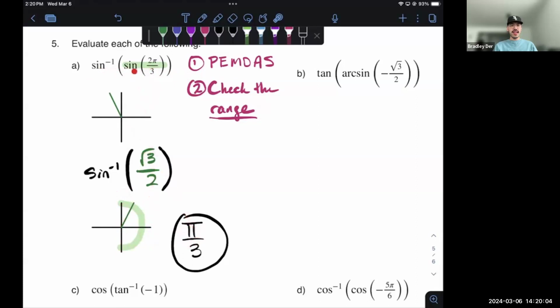All right, so that's what I mean when I say just follow the order of operations. Just go inside out. Don't try to get cute with it. Just one step at a time. Pi over 3. We take a look here.